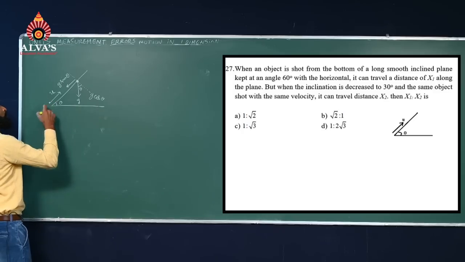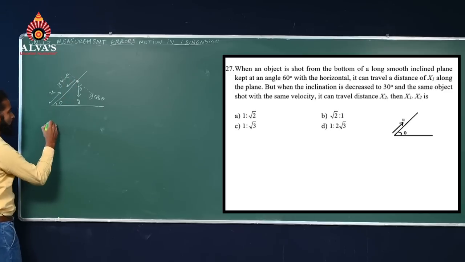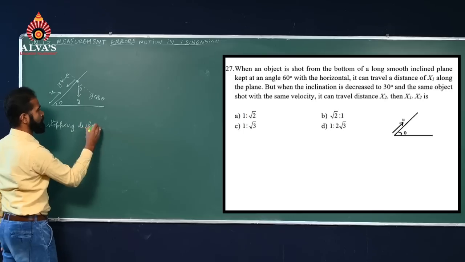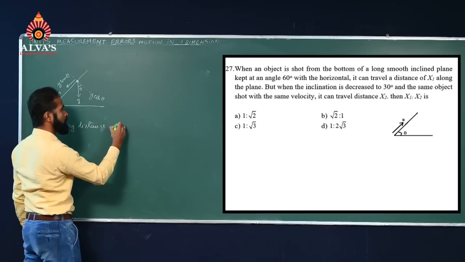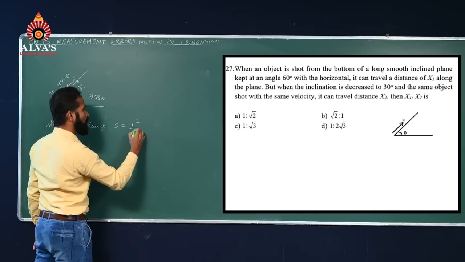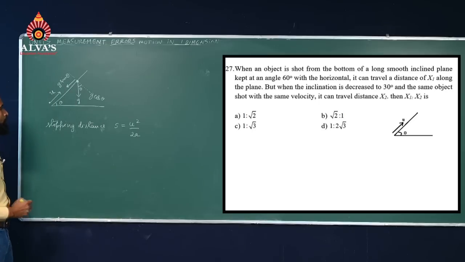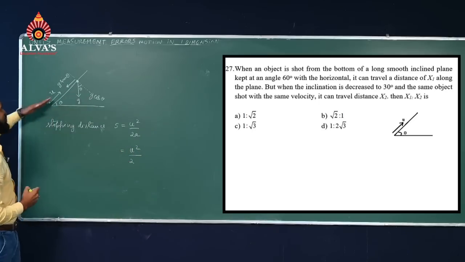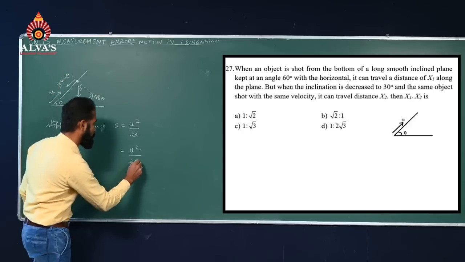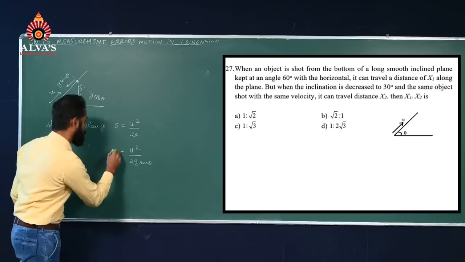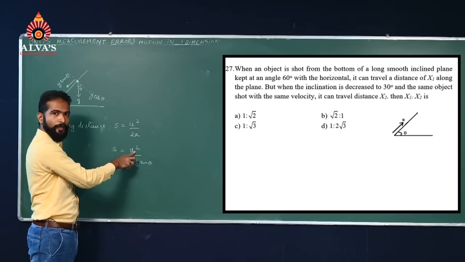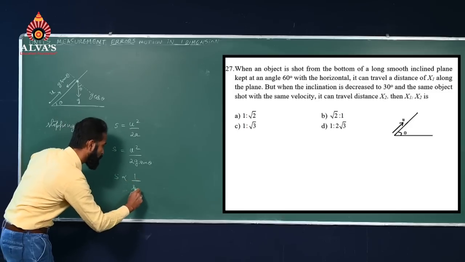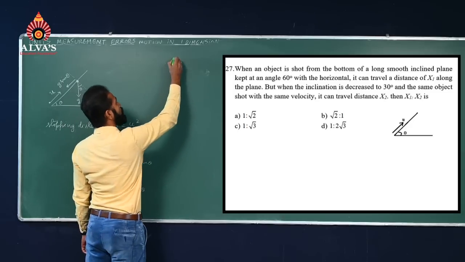So when the object is shot up, after traveling a certain distance, it will stop. So let us use the formula for the stopping distance. Stopping distance s is nothing but u square divided by 2a. So this is u square divided by 2 times the acceleration along this, which is only g sin theta. In both the cases u is the same, 2 is constant, g is constant, so distance is inversely proportional to sin theta.